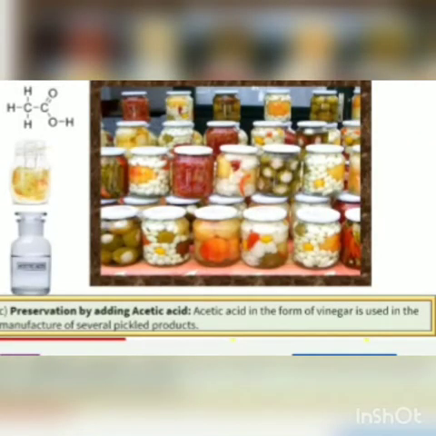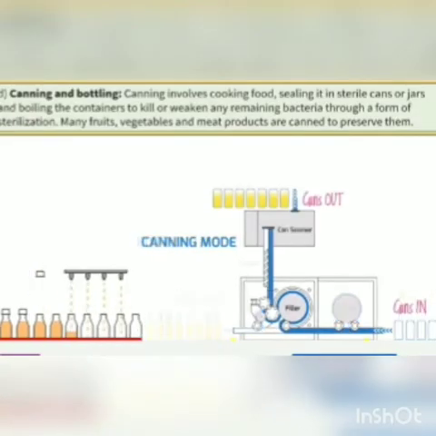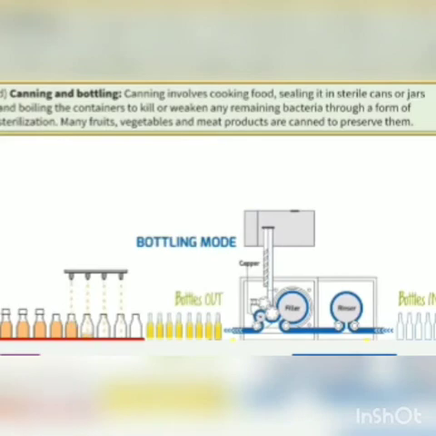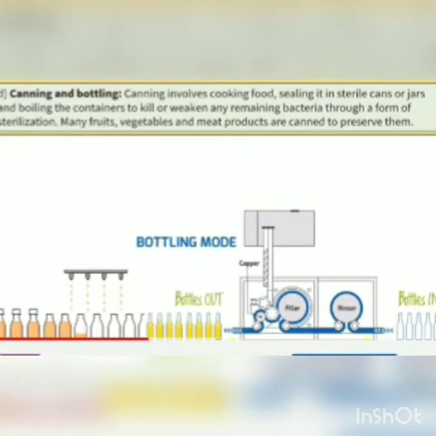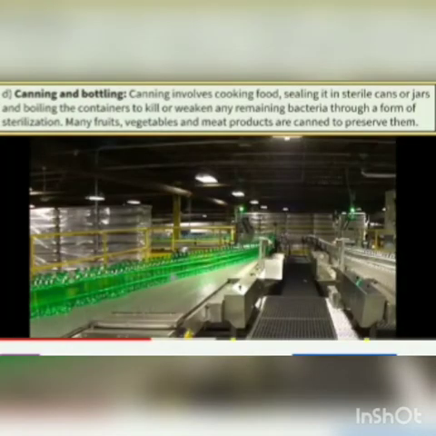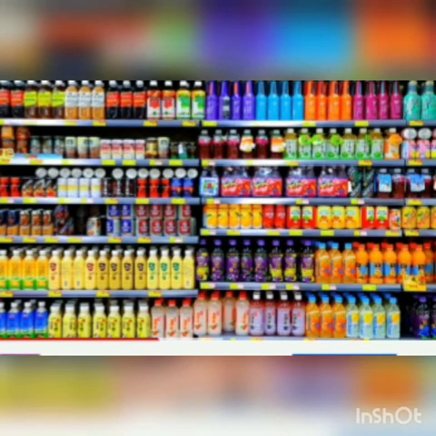Preservation by adding acetic acid. Acetic acid in the form of vinegar is used in the manufacture of several pickled products. Vinegar also stops the growth of microorganisms. Canning and bottling. Canning involves cooking food, sealing it in sterile cans or jars, and boiling the containers to kill or weaken any remaining bacteria through a form of sterilization. Many fruits, vegetables, and meat products are canned to preserve them.